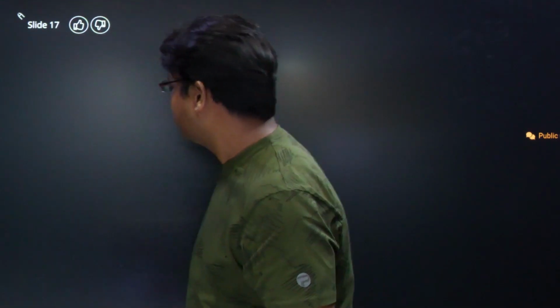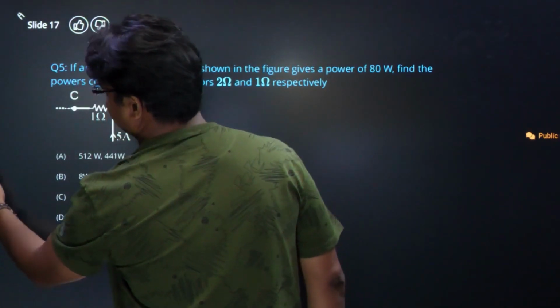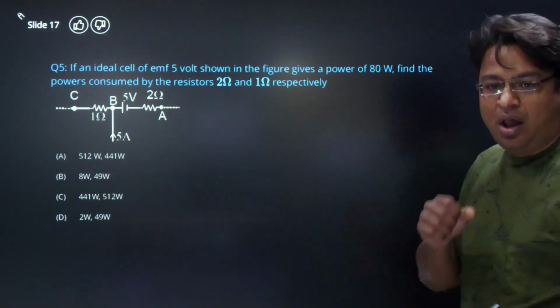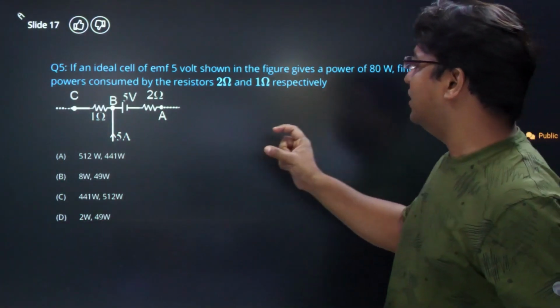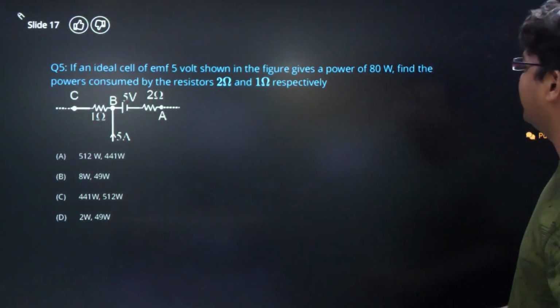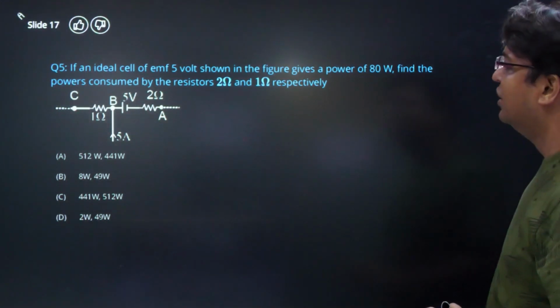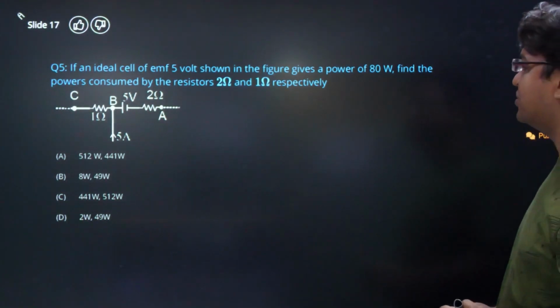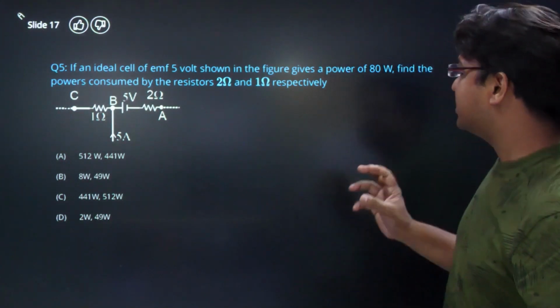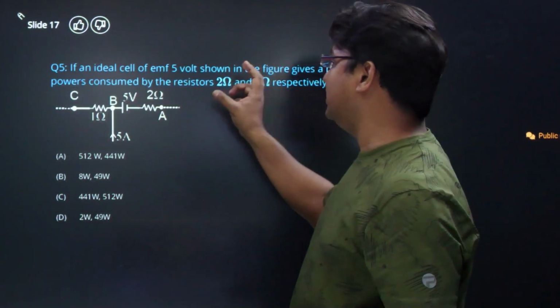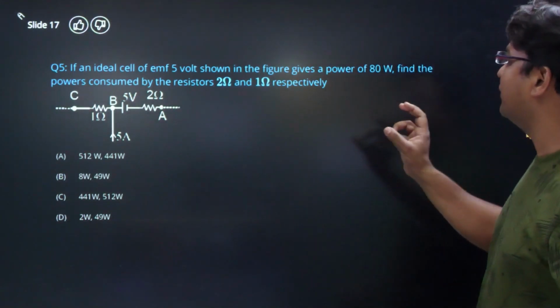Now we'll go to question number 5. Let's see what this question says. If an ideal cell of EMF 5 volt, as shown in the figure, gives a power of 80 watt, find the powers consumed by the resistors 2 ohm and 1 ohm. So guys, the question says that this ideal cell, so in an ideal cell there is no internal resistance, has an EMF of 5 volt and it is giving a power of 80 watt.